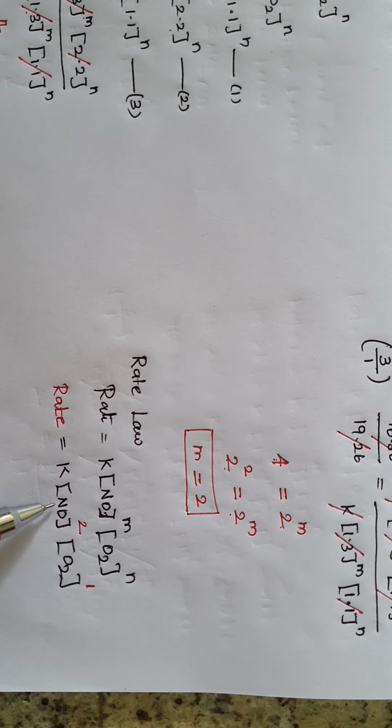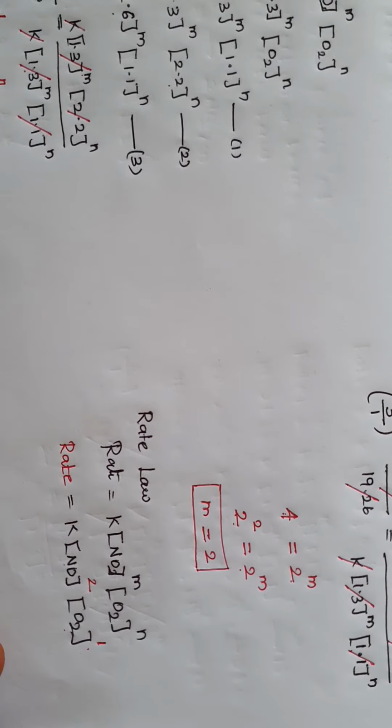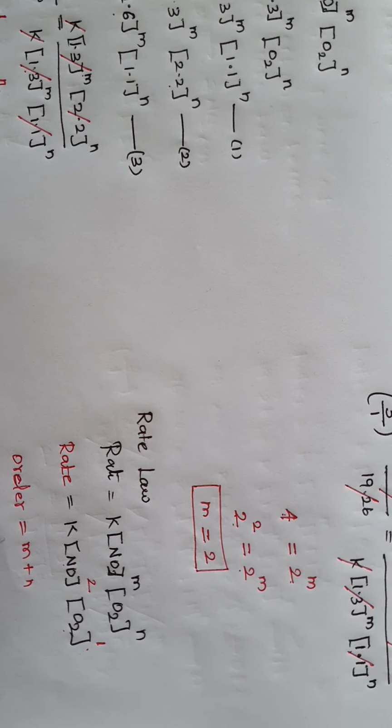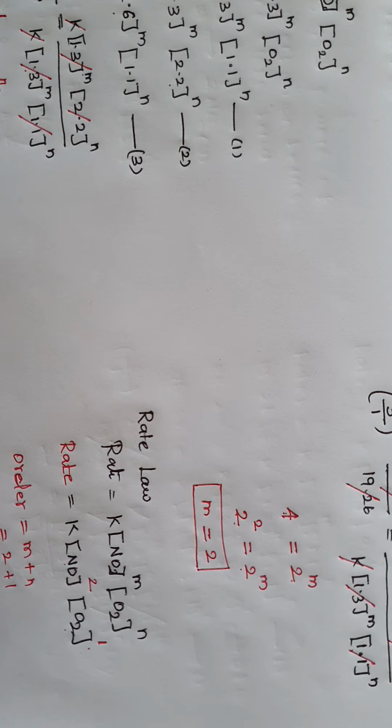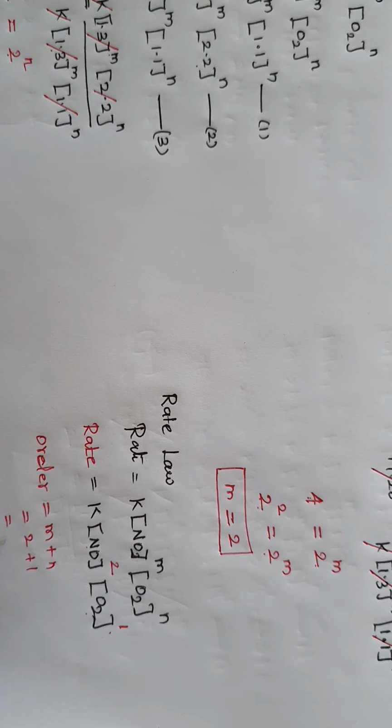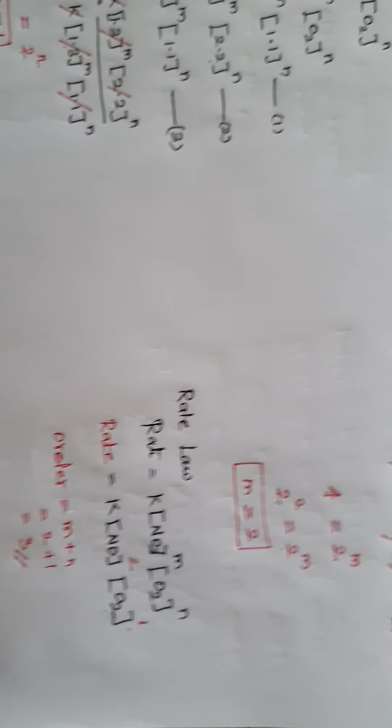So with respect to NO, the order is 2. With respect to O2, the order is 1. So the overall order of the reaction is equal to m plus n. m is equal to 2, so 2 plus 1 is equal to 3. So it is a third order reaction.